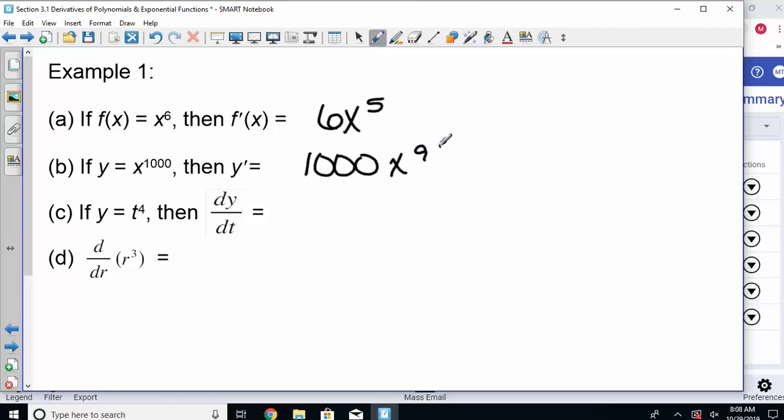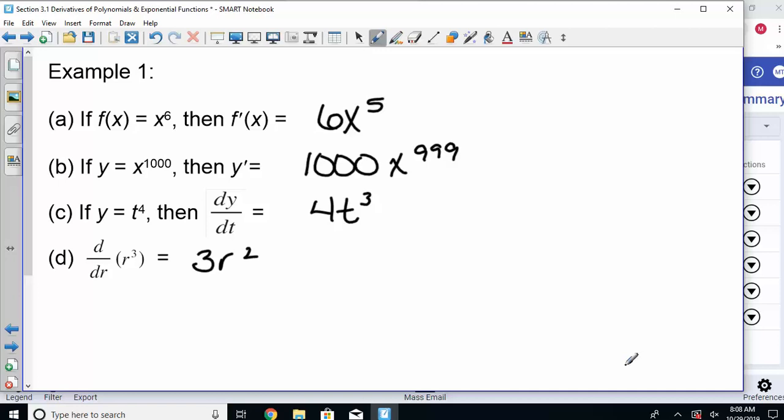1000x to 999. C, you notice I used a lot of my different notations here, but all these represent derivative. F prime, y prime, dy dt just means the derivative of y in terms of t, so that would be d over dr of the r cubed, which is just saying the derivative of r cubed. So we got this. A little bit faster than doing the full definition each time.